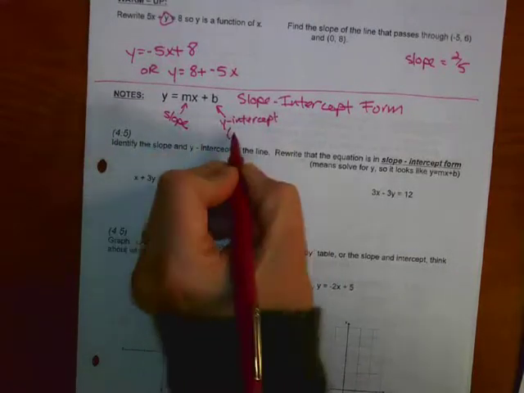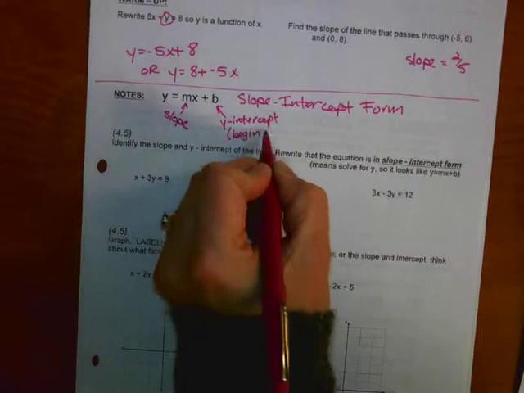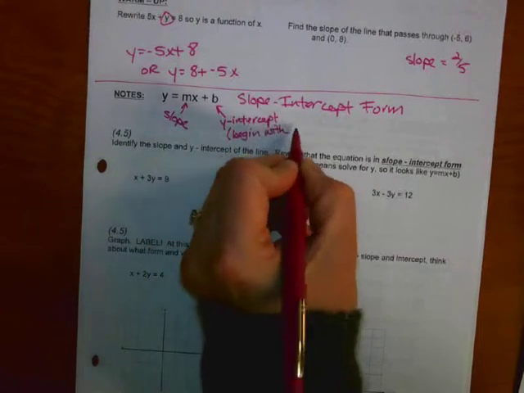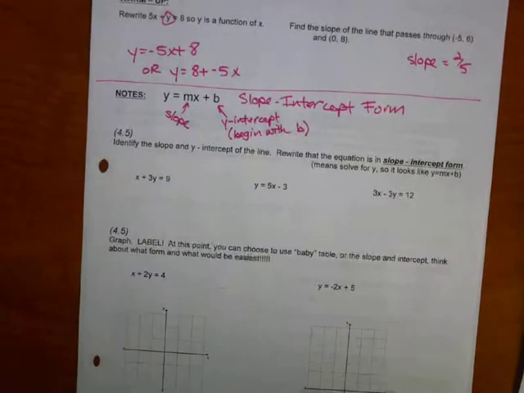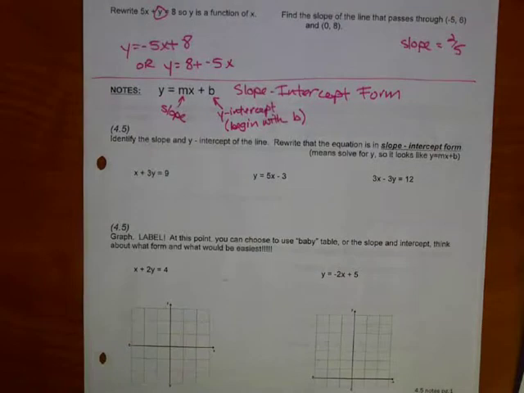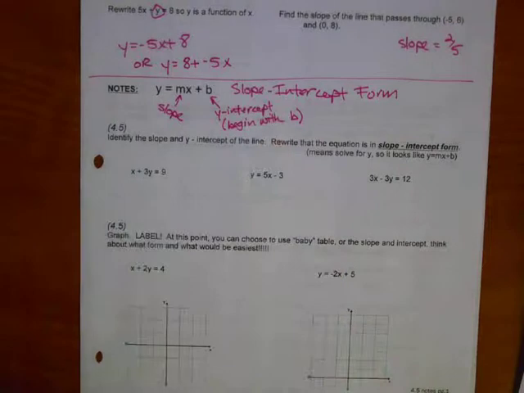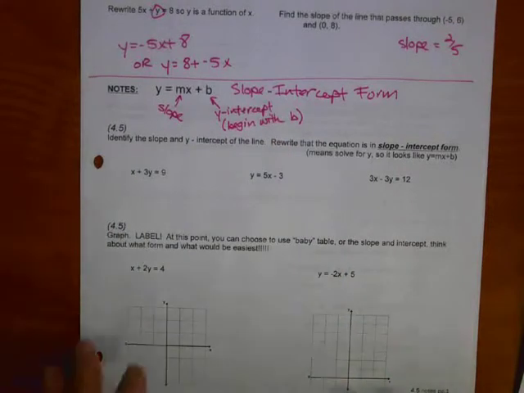Remember, when you're graphing, you begin with B. Begin with B. Okay? All right, so here we go. This is kind of what we're going to work with today. Y equals mx plus b. Slope-intercept form. Begin with B.